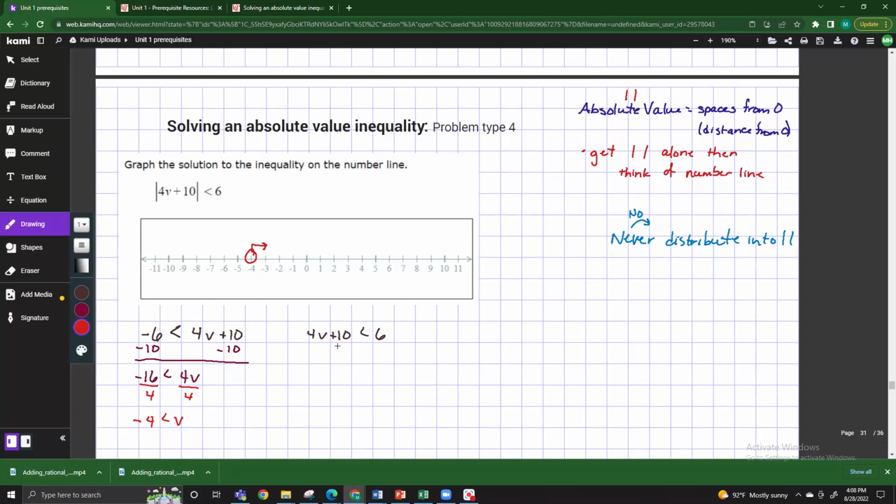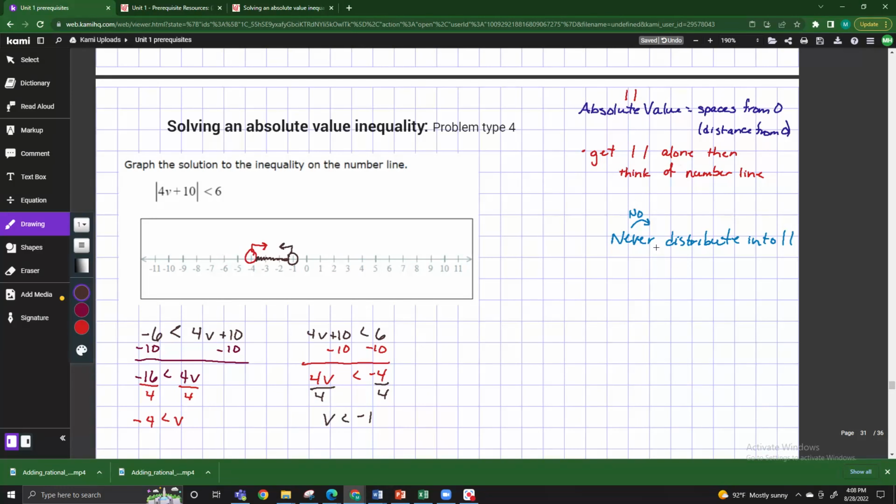Now I have to solve the other one. So subtract 10, and I have 4v is less than -4. Divide both sides by 4, and I have v is less than -1. So at -1, I have an open circle as well, and it's telling me that my v has to be smaller than that. So that's going this way. So in this case, we're actually in between the two. I could write my answer if I needed to.